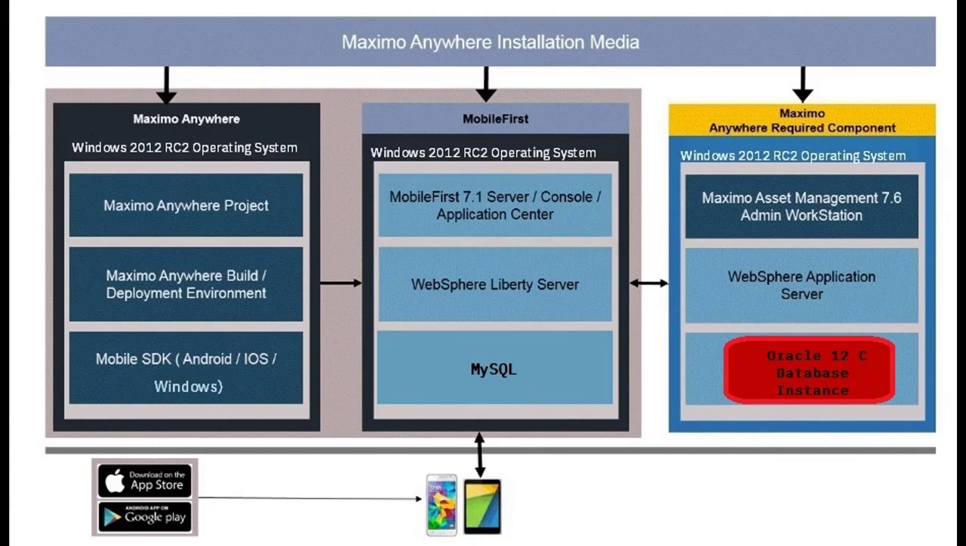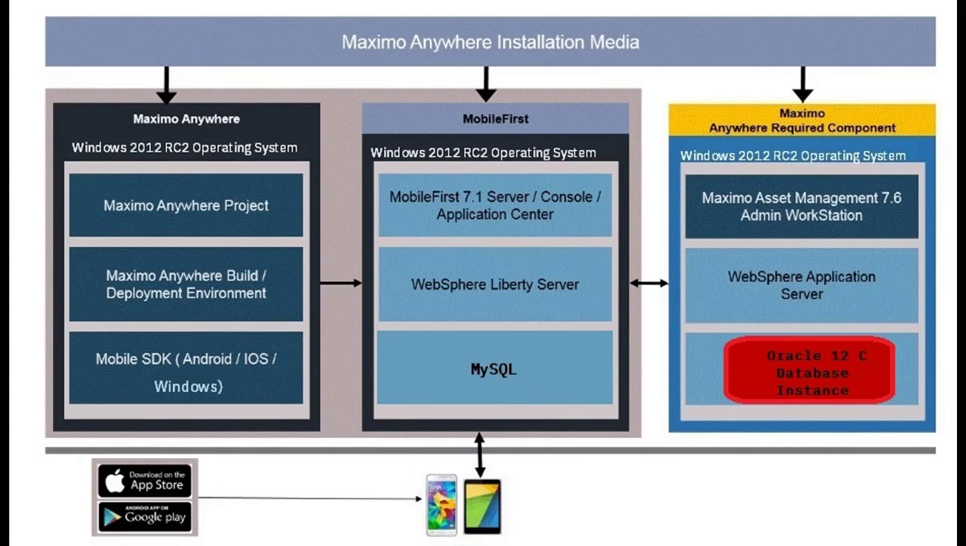Video 10 covers Maximo Anywhere version 7.6.3. Video 11 covers creating a runtime environment on the Mobile First Server. Video 12 covers security authentication. The final video covers downloading a Maximo Anywhere app from Google Play and connecting it to the Maximo Anywhere environment.